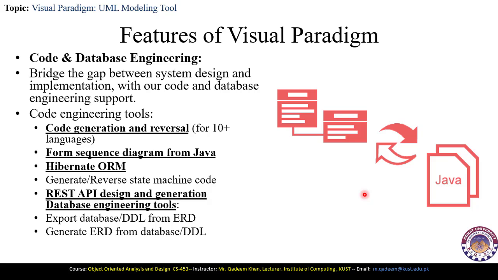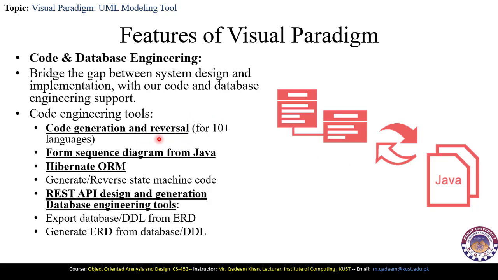Visual Paradigm has strong components for coding as well as database development. It gives you the designs of the code and the database design as well. So it bridges the gap between the system design and the code, which is the programming here. You can convert that database and requirements to particular code.